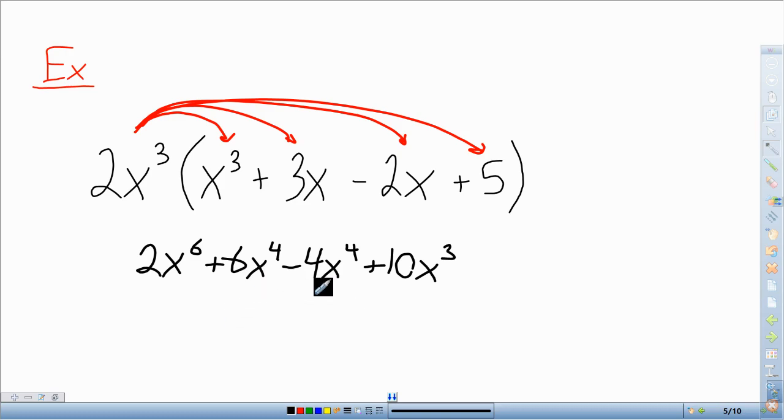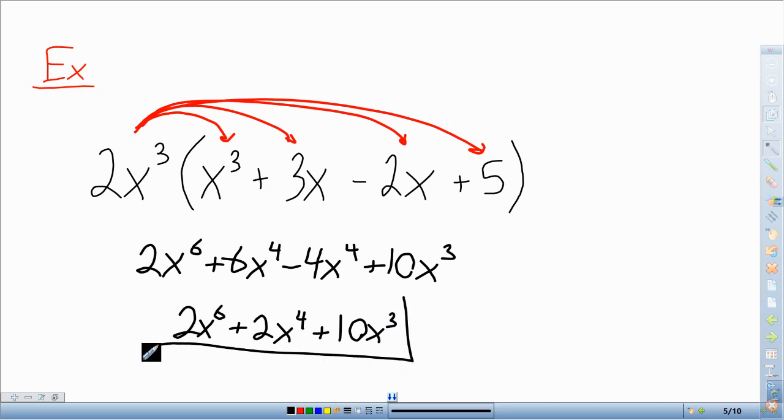have some like terms right here, right? We can combine these x to the power of 4s. So let's go one more step. This 2x to the power of 6 is coming down, but we can do this 6 minus 4 and get a positive 2x to the power of 4. Okay, and then this 10x cubed just comes down. All right, and taking a step back, it looks like, yes, now these are all not like terms, so we know this is as simplified as possible.